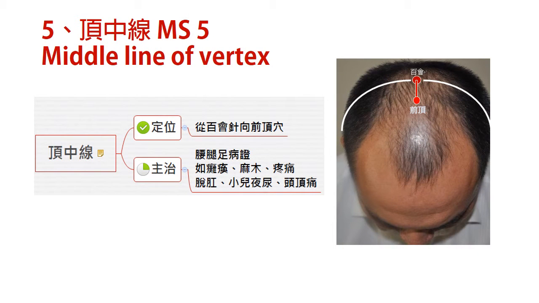Now we are talking about MS5. Middle line of the vertex, MS5. Location on the head from GV20 to GV21 along the Du channel. Indication for low back pain, leg pain, or knee pain, such as paralysis, numbness, prolapse of the anus, or neck urea, or vertex headache.